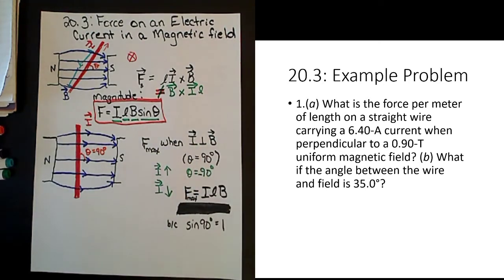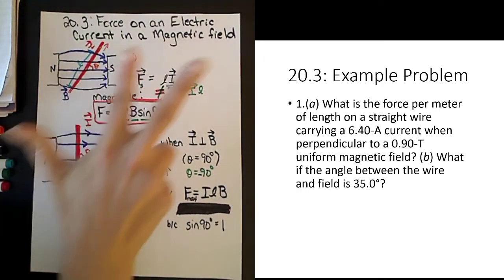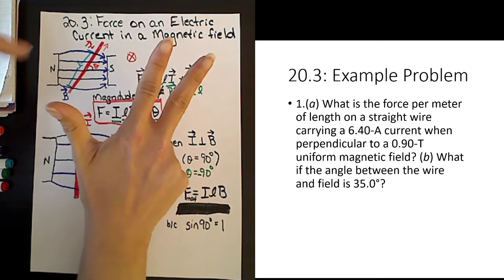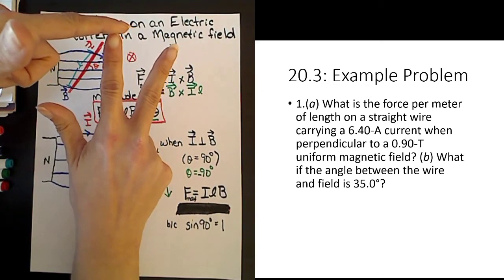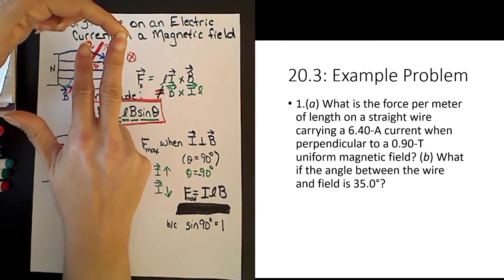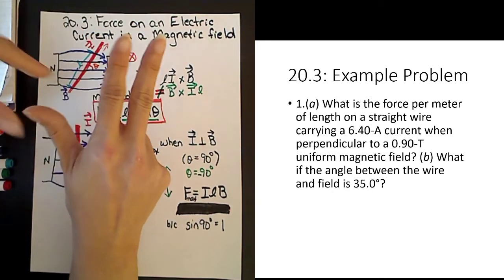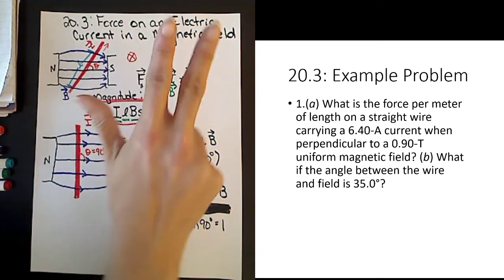So when you do the right-hand rule to determine which direction the resultant force is, I find it easiest to use the three-finger method. So our pointer finger points in the direction of the first vector, in this case current. Our middle finger points in the direction of the magnetic field, and then our thumb will point in the direction of the resultant force vector.